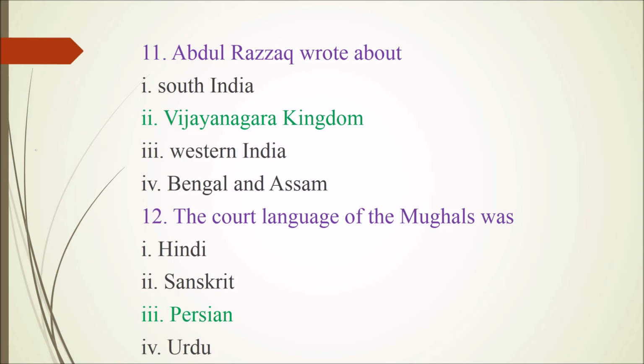Question number 12. The court language of the Mughals was option number 1 Hindi, option number 2 Sanskrit, option number 3 Persian, option number 4 Urdu. So the answer is option number 3 Persian.